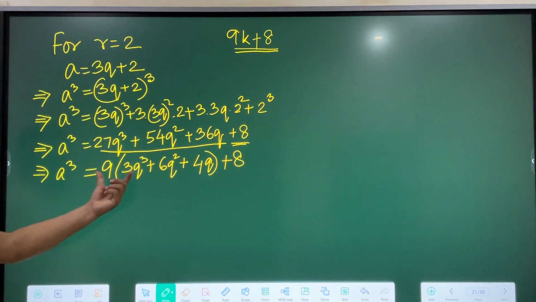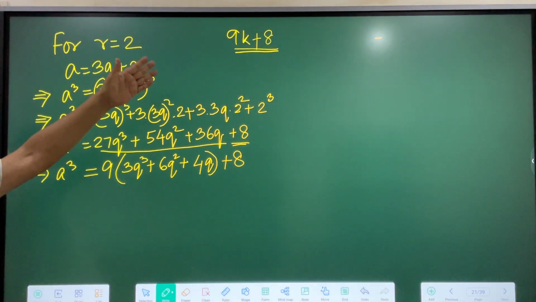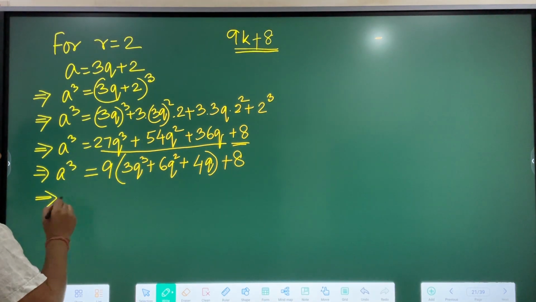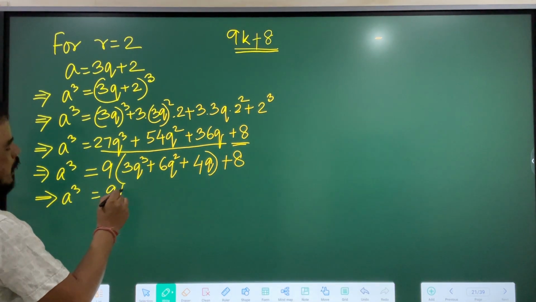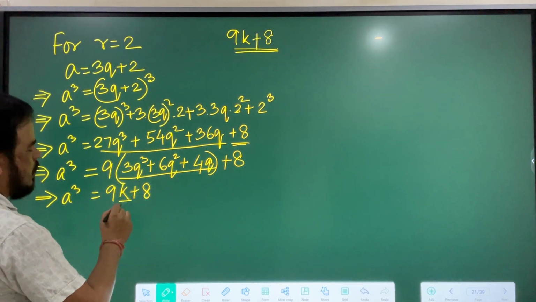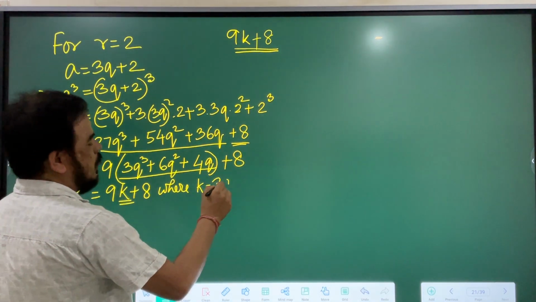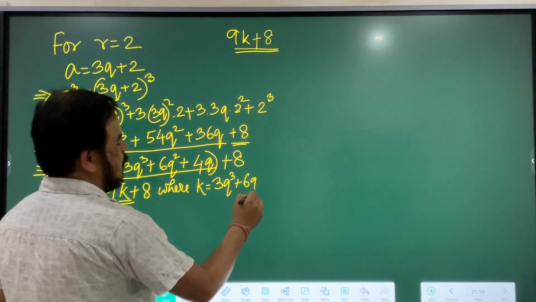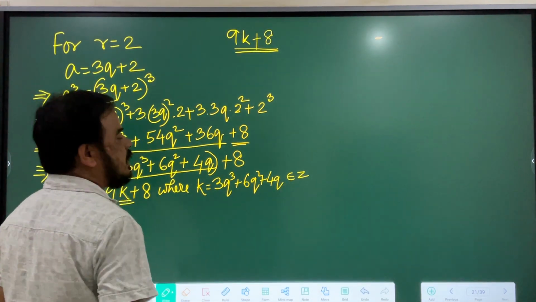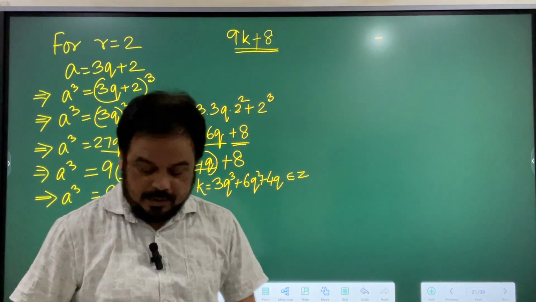According to the question, you will have to take the common. If there were 12, we could have taken 12 common. If there is 3k plus 8, then we could have taken 3 common. So now a cube is 9k plus 8, where k is equal to 3q cube plus 6q square plus 4q, which belongs to Z. So we have got 9k plus 8 also. That is finished.